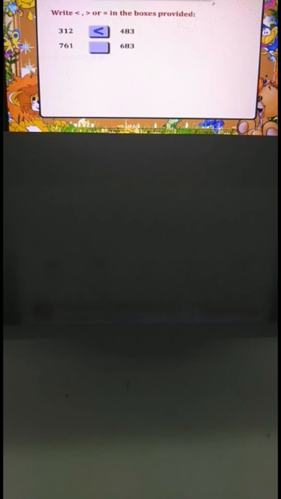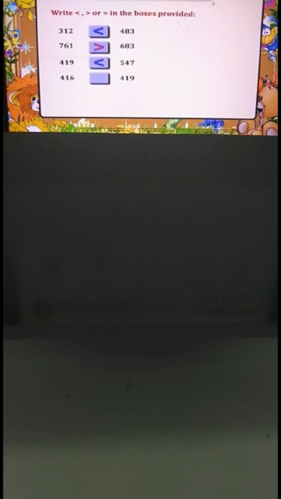The next number is 761 and 683. Definitely 7 is greater than 6. So 761 is greater than 683. Now let us see the next number, 419 and 547. Now here 5 and 4 comparison, 5 is greater. So 547 is greater than 419.